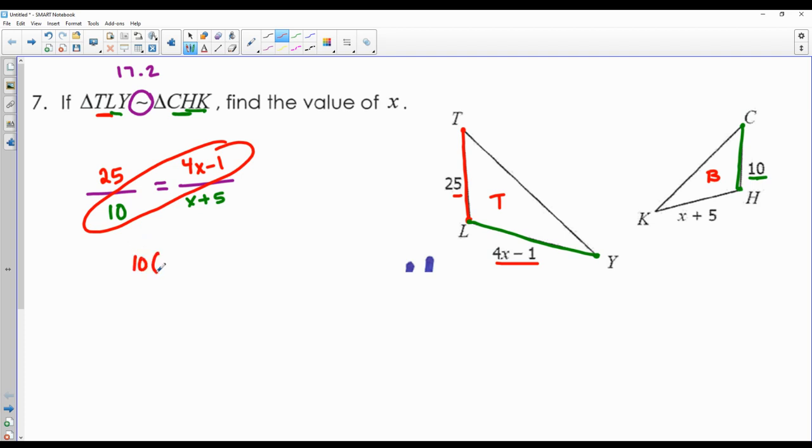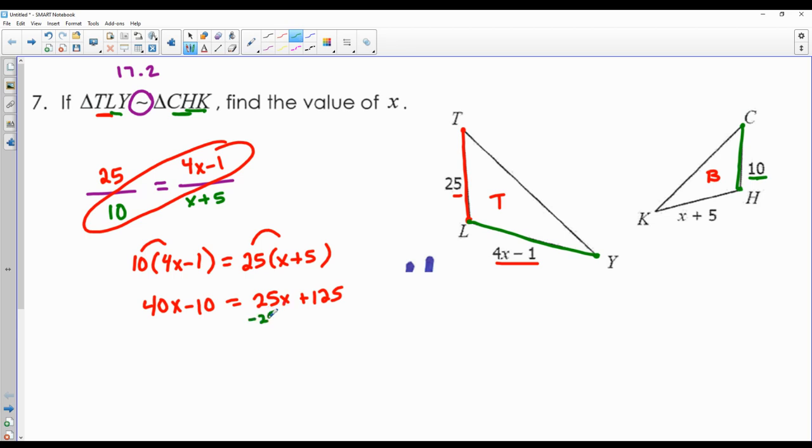So this is just saying 10, the top, times the other bottom. So 10 times 4x minus 1 is equal to 25 times x plus 5. And then we can distribute. So 40x minus 10 is equal to 25x plus 125. And then just go ahead and solve for x.